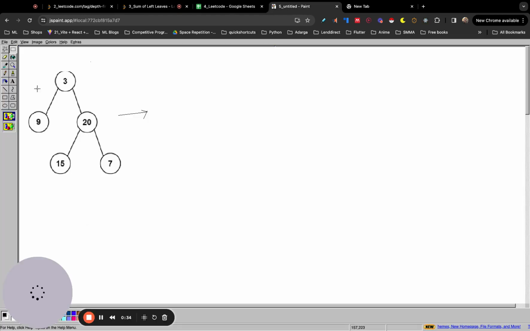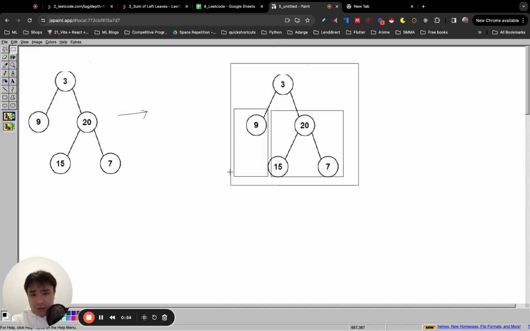So if you think about the question, it's just asking you to sum over these left leaves, which is really easy to understand. The way to view this in terms of the geometry of this problem is, okay, you got the tree. Well, if you look at the tree, you got sub problems, right? Depth first search is all about sub problems. You can divide this into sub problems, right?